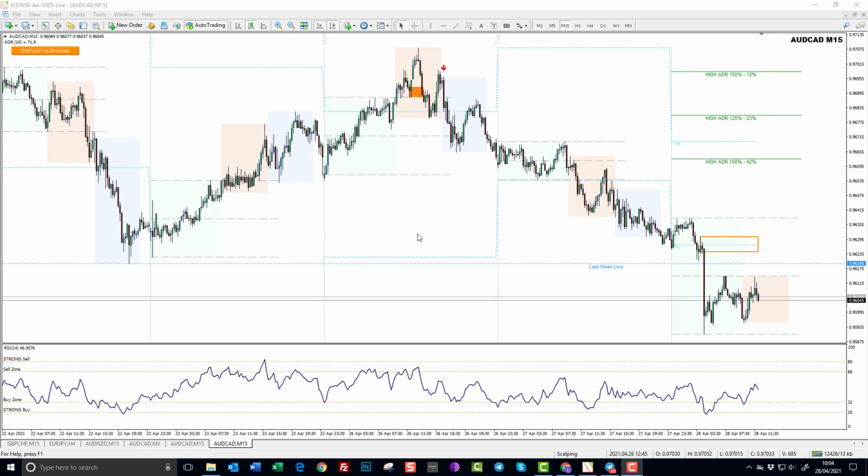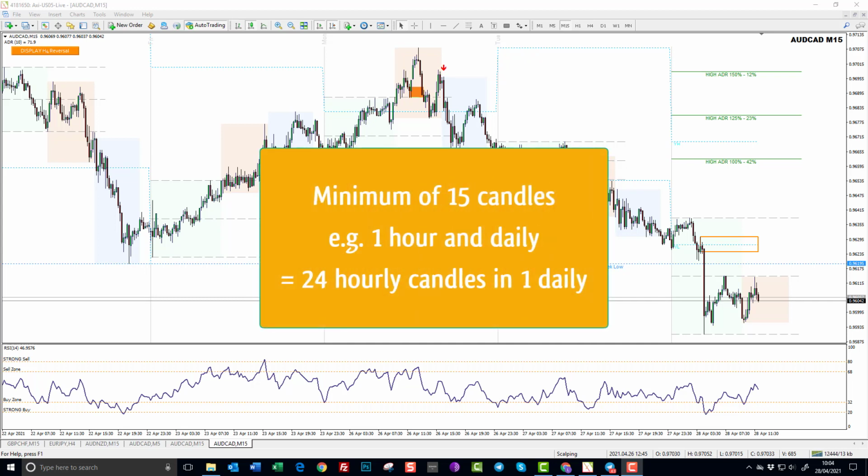If you pick 2 time frames which are close together like M5 and M15, you're basically trading pretty much the same price patterns. So you need a bit of distance between the time frames, and I'd recommend usually somewhere around 15 or more candles in between each time frame. For example, on the hourly time frame as an entry time frame, you would use the daily for trend direction, because there are 24 hourly candles in one daily candle.